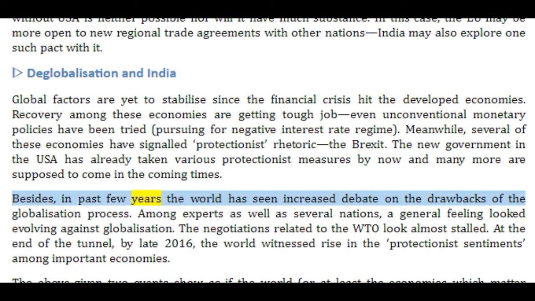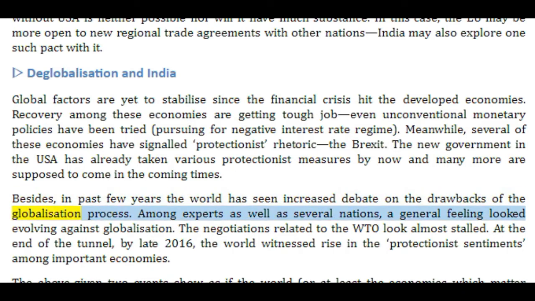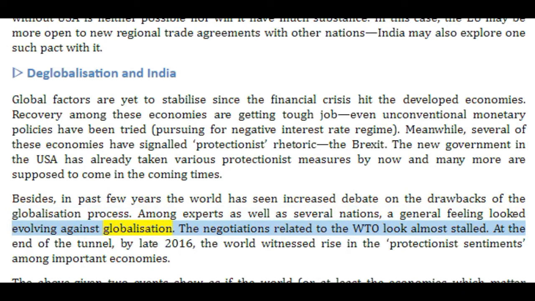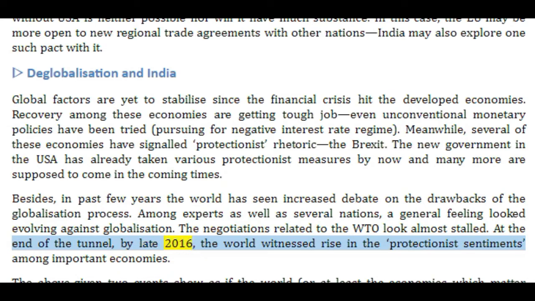Besides, in the past few years the world has seen increased debate on the drawbacks of the globalization process. Among experts as well as several nations, a general feeling looked to be evolving against globalization. The negotiations related to the WTO look almost stalled. At the end of the tunnel, by late 2016, the world witnessed a rise in protectionist sentiments among important economies.